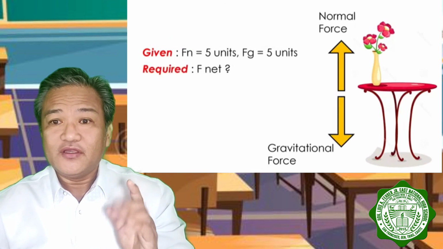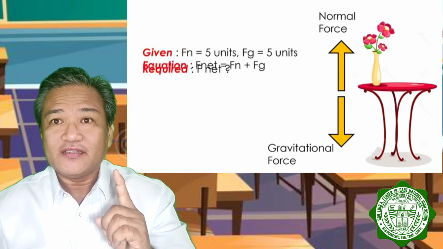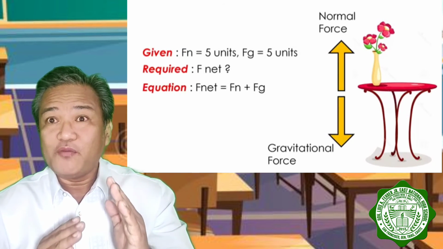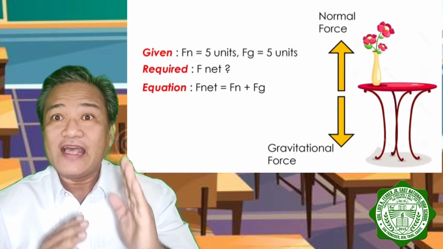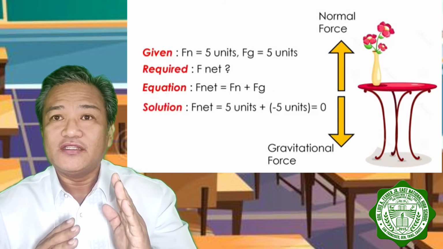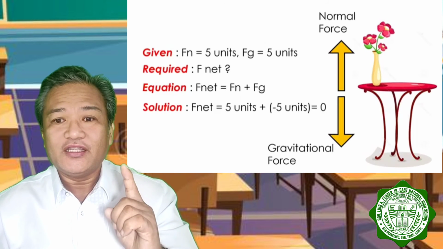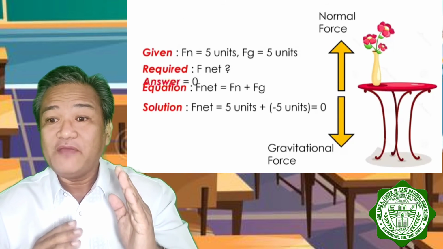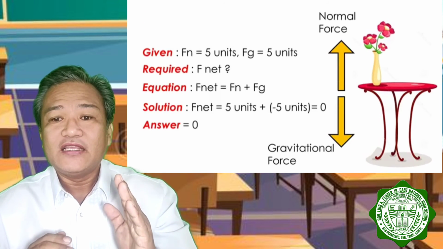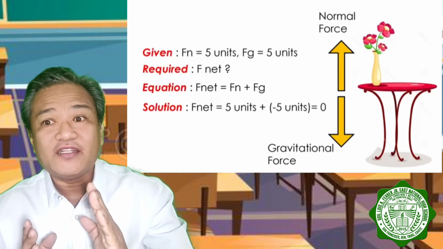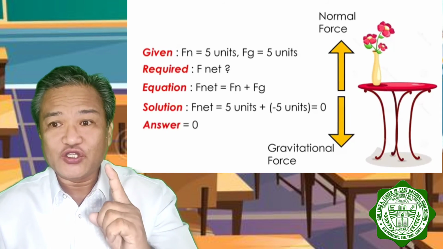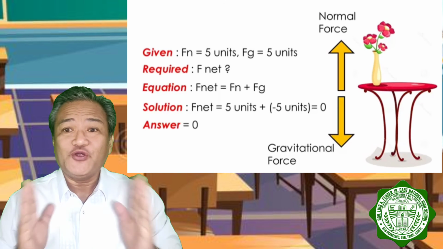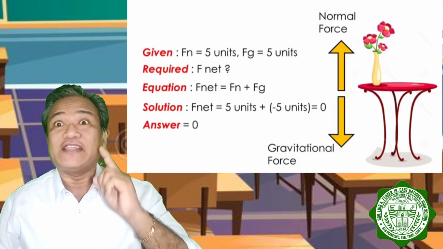Required: net force. Equation: net force is equal to normal force plus gravitational force. Solution: net force is equal to positive 5 units plus negative 5 units. Then the answer is 0. Therefore, there is no motion produced, or the object is at rest.